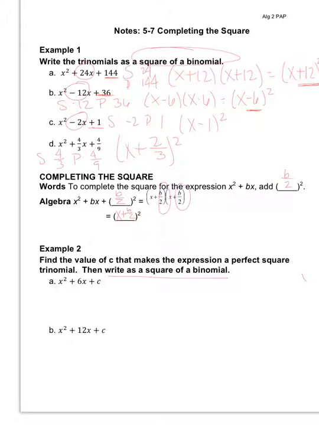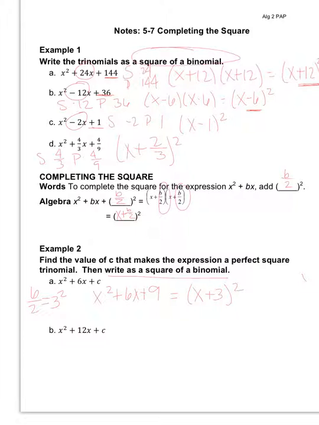Okay, so to find c, we're going to half your b, which is 6, so that would give us 3, and then we need to square that, which would give us 9. So x squared plus 6x plus 9. When we factor that, you're adding to 6, multiplying to 9, so that should be (x plus 3) squared.